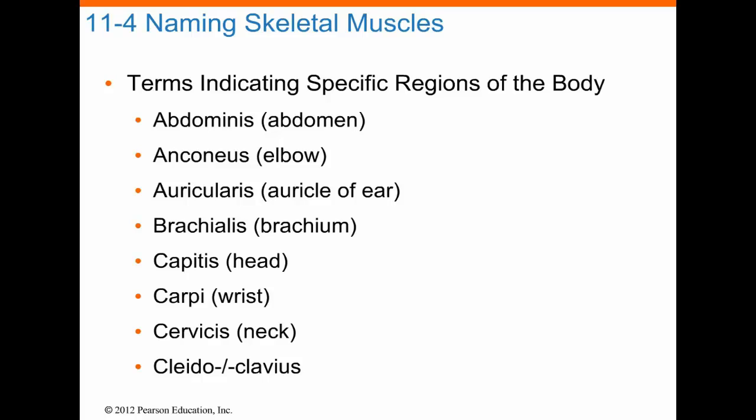So if we're talking about specific regions, muscles around the abdomen, we've got the abdominis, around the elbow, the anconeus, around the ear, the auricularis, around the brachium, the brachialis, around the head, capitis, around the wrist, carpi, around the neck, cervicis, and around the clavicle, clavicularis.